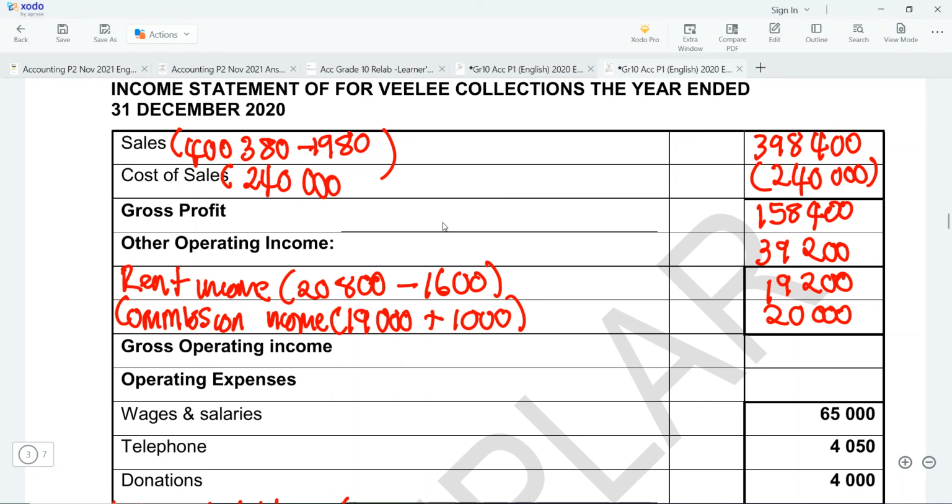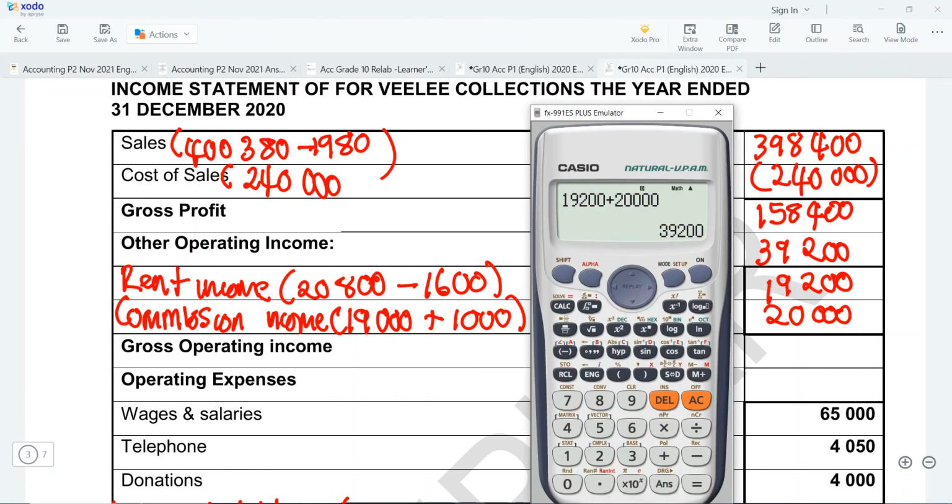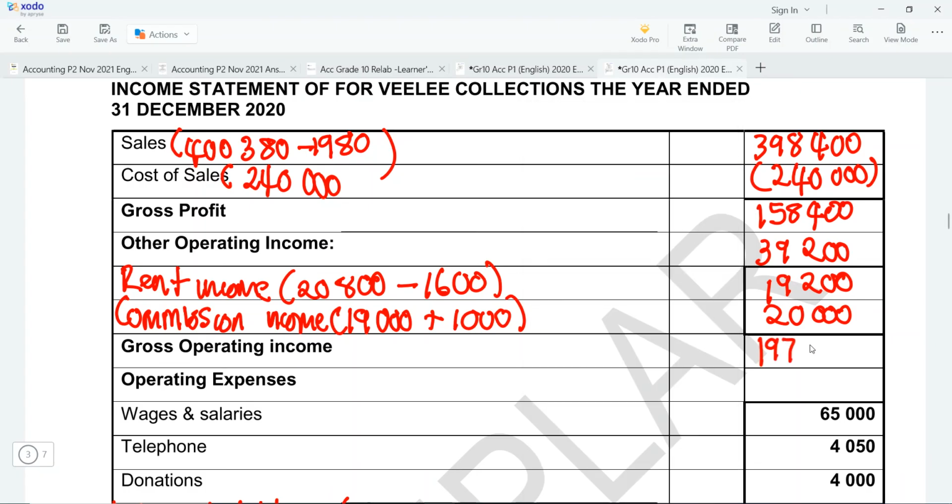Okay, and then from there we can proceed and try and add our gross operating income. Gross operating income is equal to your gross profit plus your other operating income. So the answer that we got here, and then plus 158,400, it will give us 197,600, right? And that's how you get it.